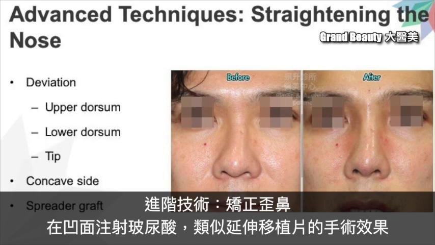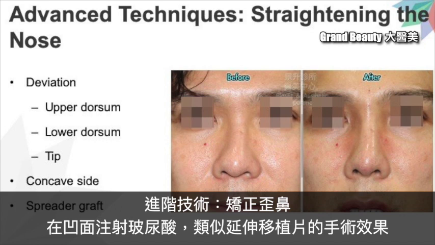Advanced techniques: straightening the nose. Straightening the nose with filler is quite straightforward. Deviation of the nose can occur at the upper dorsum, lower dorsum, and the tip, and often some combination of all three. The filler can be placed on the concave side of the middle vault, functioning as a spreader graft.